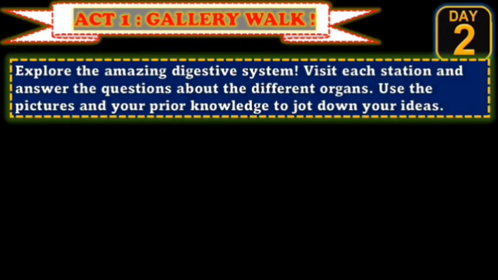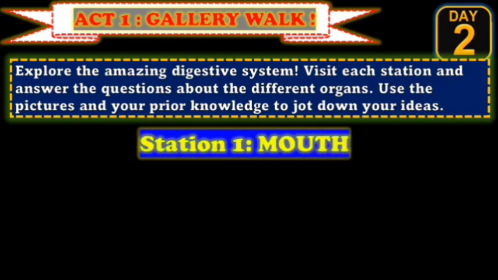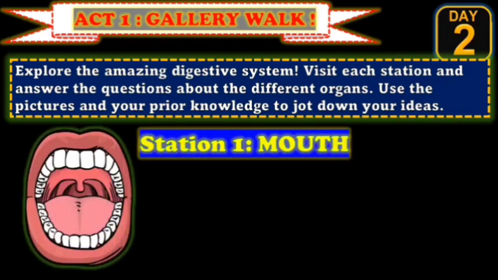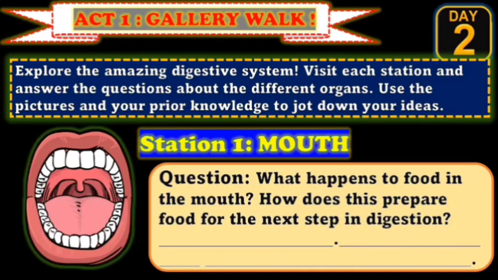So this time, class, let's have an activity 1 entitled Gallery Walk. So you're going to explore the amazing digestive system, and you're going to visit each station and answer the questions about the different organs. Use the pictures and your prior knowledge to jot down your ideas. For station number 1, that is the mouth. Question: what happens to food in the mouth? How does this prepare food for the next step in digestion?